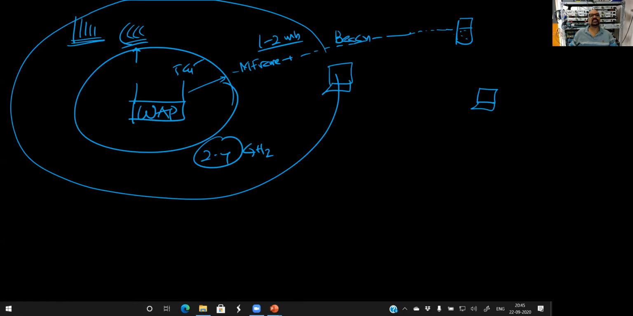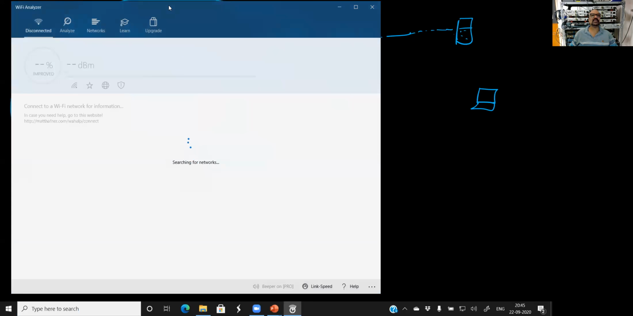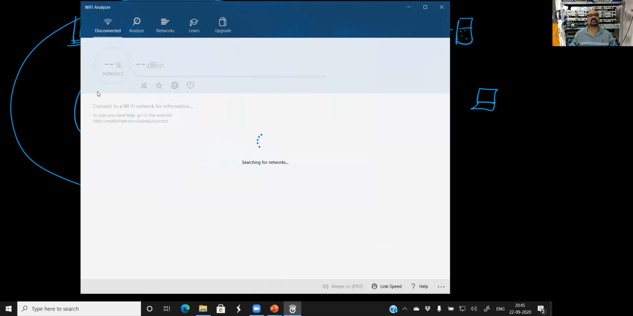Windows has an application called Wi-Fi Analyzer. It is a Windows application, and you can download it from the Microsoft Store. I did not do anything extra for this. Now I'm not connected though. See, I'm not connected, I'm not using it. See now the signal, whatever it is.